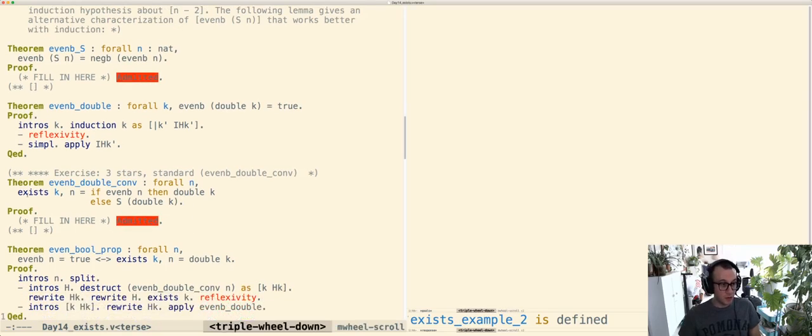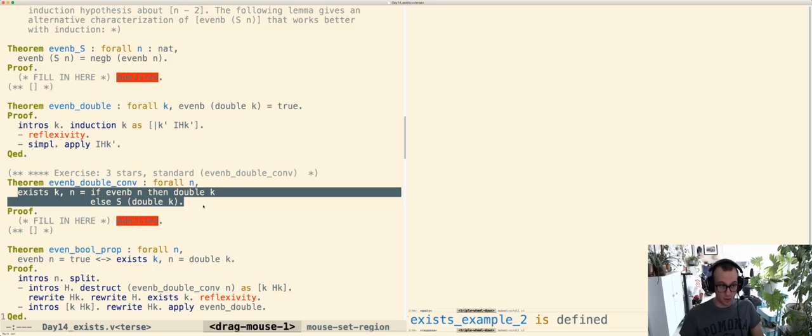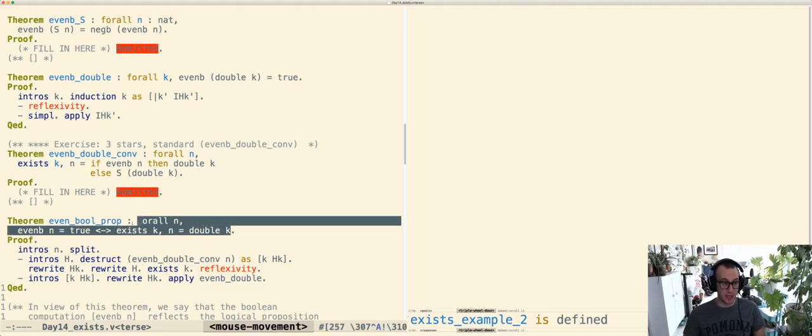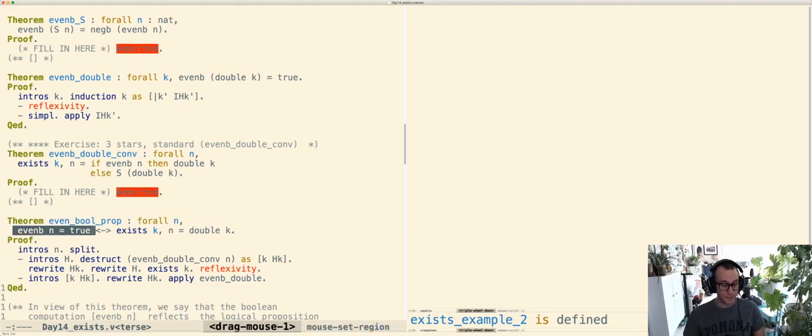Okay, so once you know this theorem, proving it is not so bad. And once you have that, then we can prove this theorem. To me, this is the most interesting if and only if we've seen yet. It's saying n is even, according to the function we wrote, if and only if there exists some k where n is equal to double k. Let's walk through the proof here.